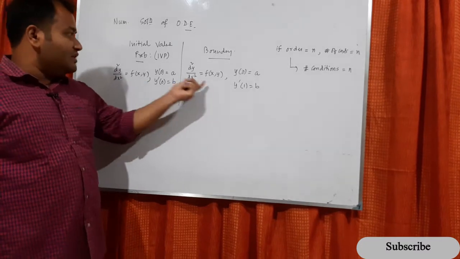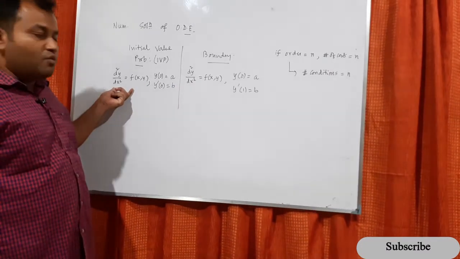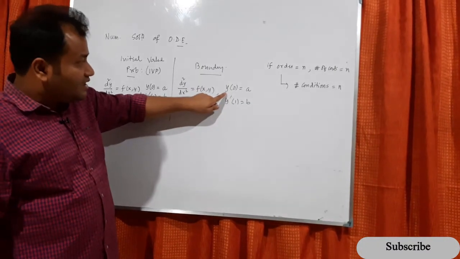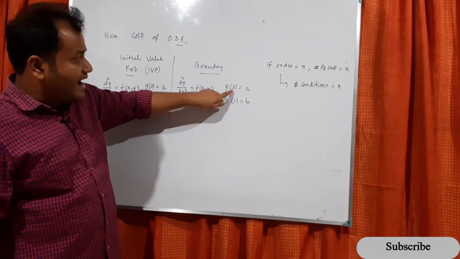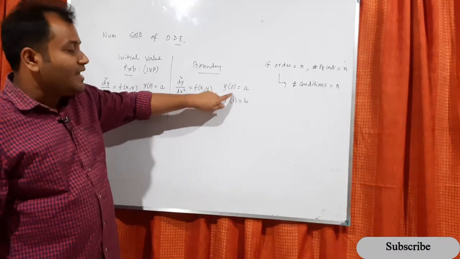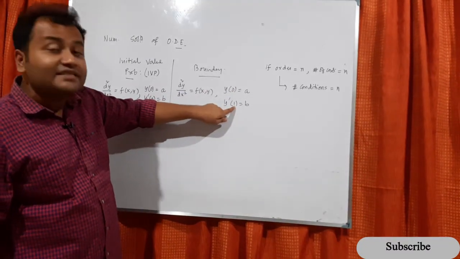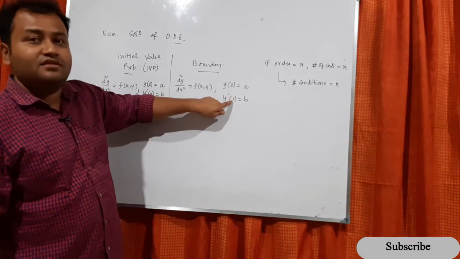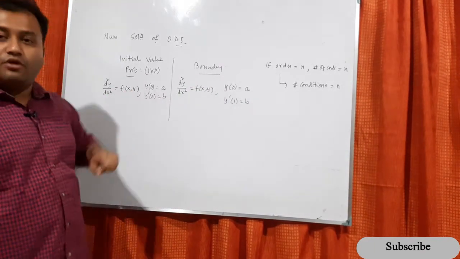See, the solution or the main problem is the same. What is the difference? The difference is in the condition. In this case, the first condition is at x equals 0 and the second condition is at x equals 1. So we are using two values of x.